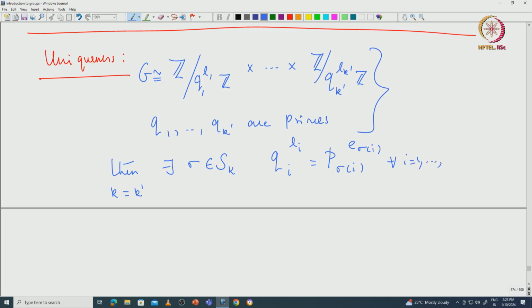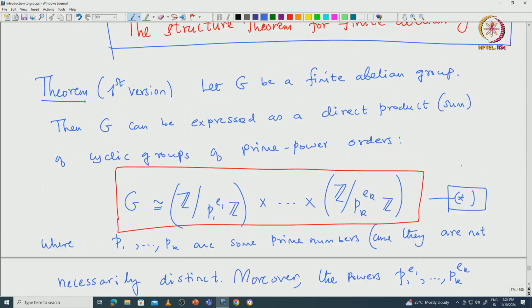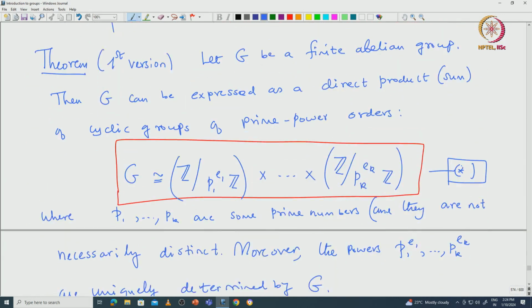from 1 to k. So that means, just up to permutation, these prime powers are all equal. So that is what it says. G determines uniquely all these prime powers. So this is the first statement, the first version of our structure theorem of finite abelian groups.